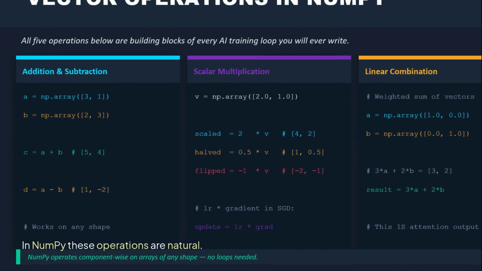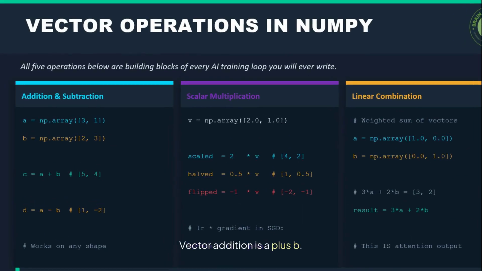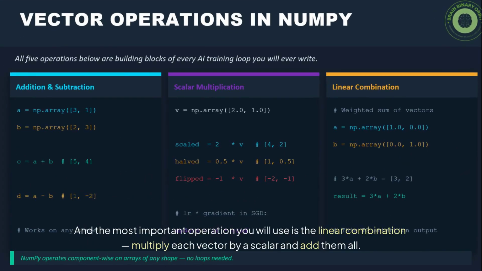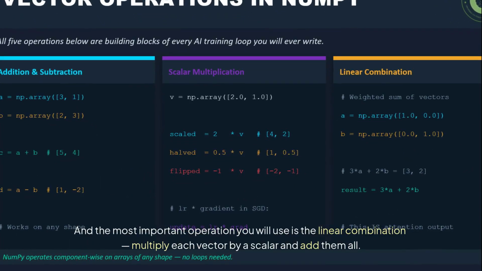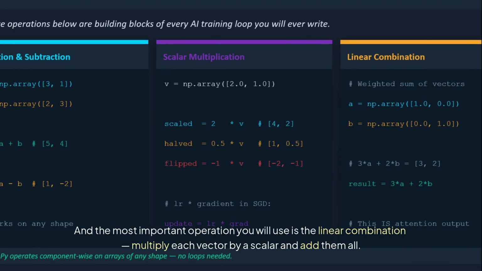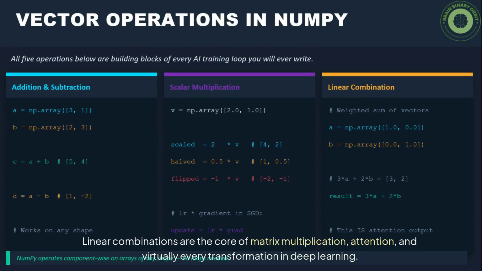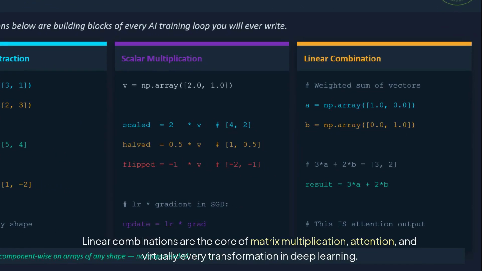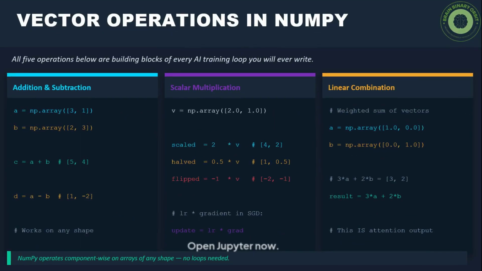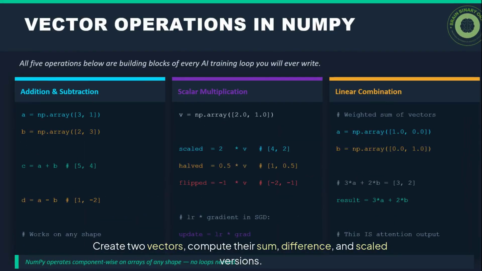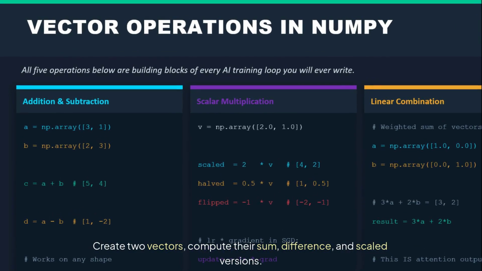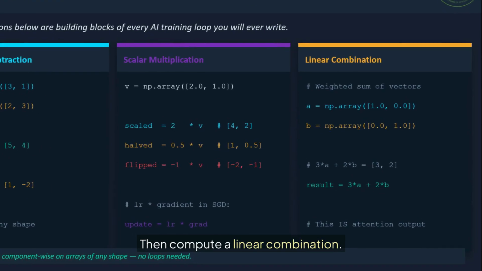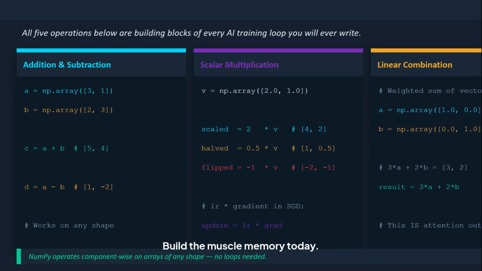In NumPy these operations are natural. Vector addition is A plus B. Scalar multiplication is k times v, and the most important operation you will use is the linear combination. Multiply each vector by a scalar and add them all. Linear combinations are the core of matrix multiplication, attention, and virtually every transformation in deep learning. Open Jupyter now. Create two vectors, compute their sum, difference, and scaled versions. Then compute a linear combination. Build the muscle memory today.